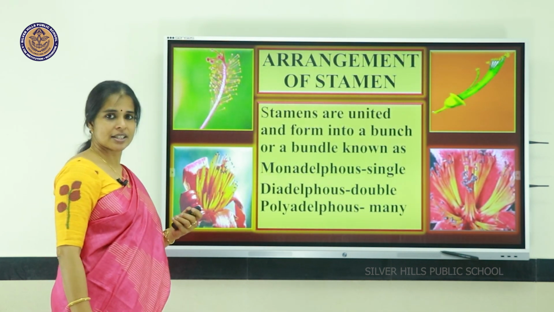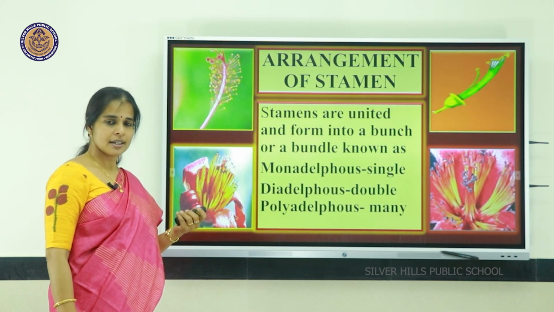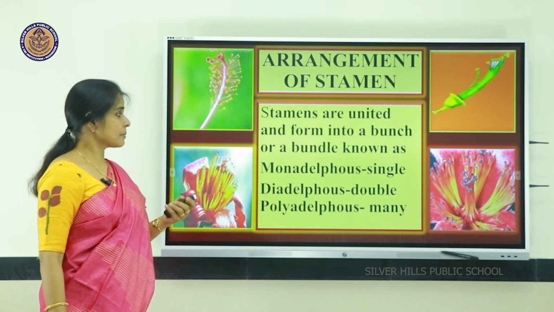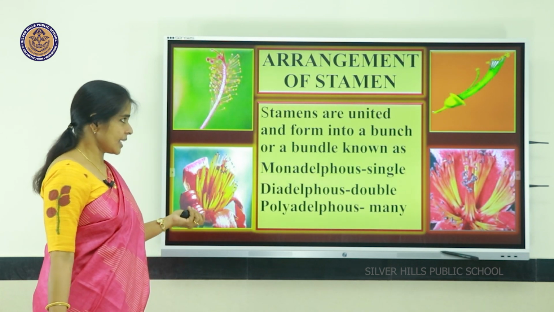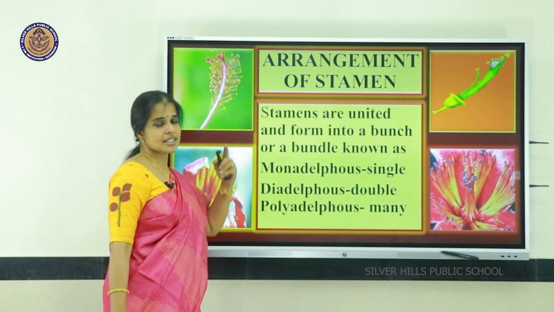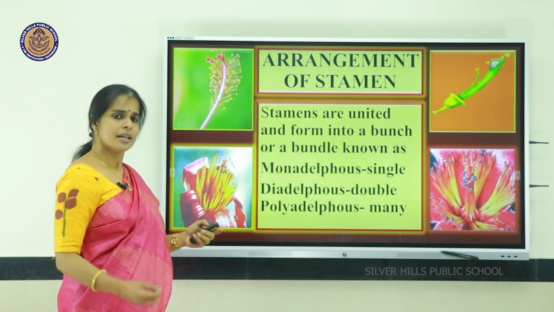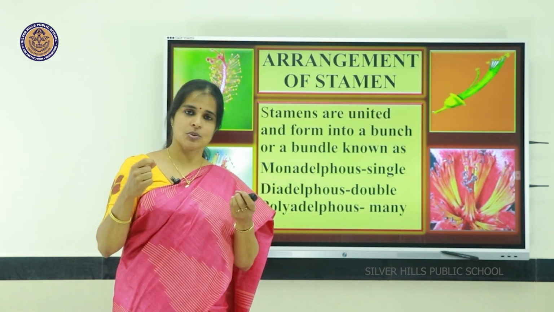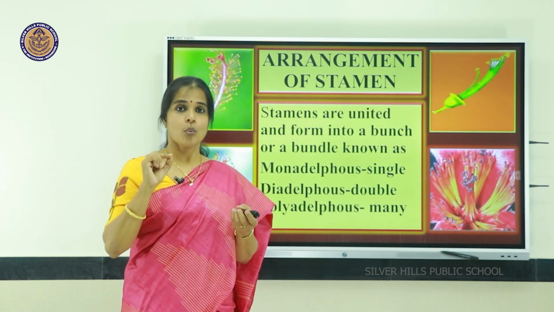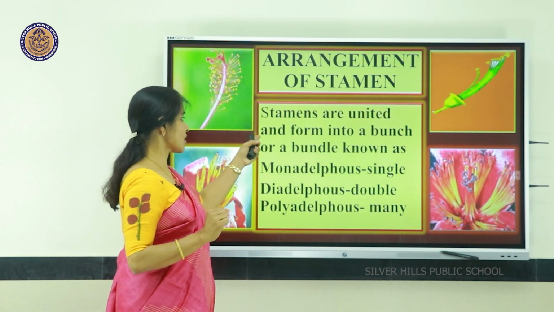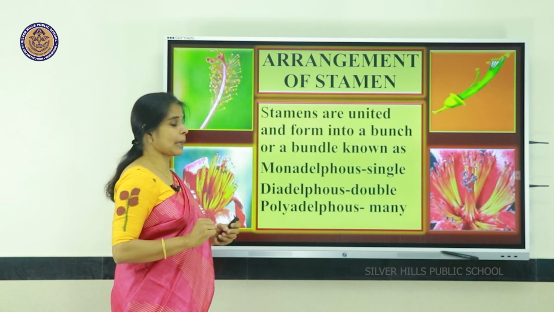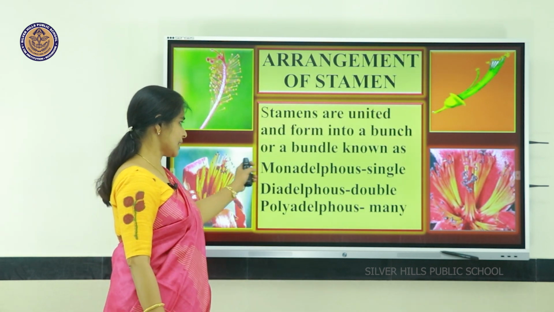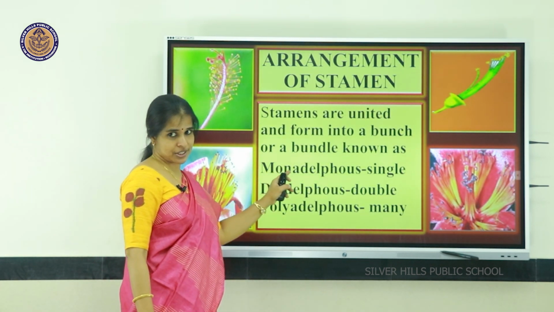Now, how the stamens are arranged in a flower, the arrangement of the stamen. Stamens can be freely arranged. In some cases the stamens are united to form a bunch or a bundle, like hibiscus. When you see a lily plant or a rose plant, the stamens are free, whereas in some plants the stamens are all united. They form into a bunch or a bundle. If the stamens are united, then the bundle can be of different types.